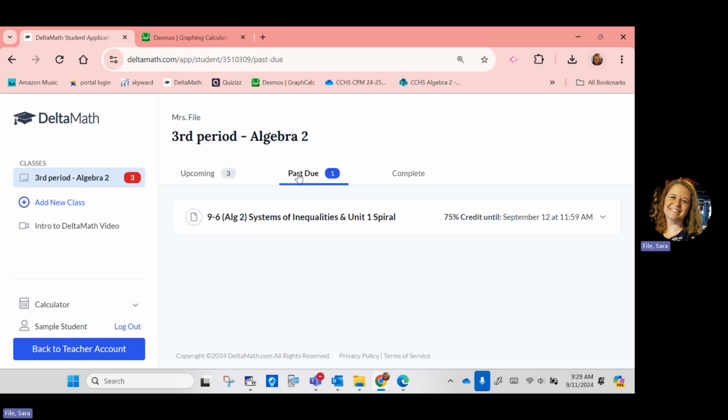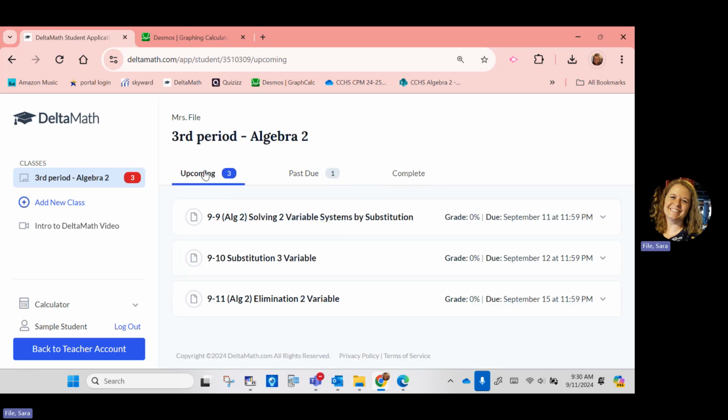There is one possible assignment that might be under the past due tab for everyone, and that's the assignment from Friday, because this was due last night for full credit. If you did not finish it, it will show up under past due, and you can still get 75% credit through the 12th. That's tomorrow. If that shows up under the complete tab, that means you finished it, you're good to go. And then our 3 assignments from this week: Monday, Tuesday, now Wednesday.